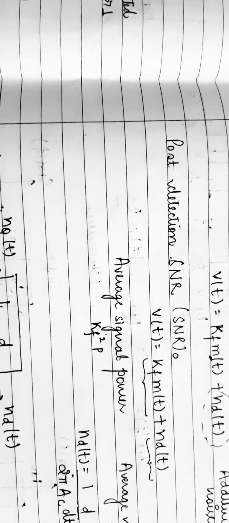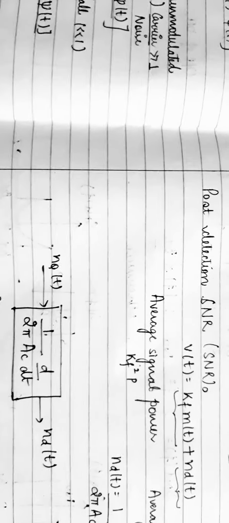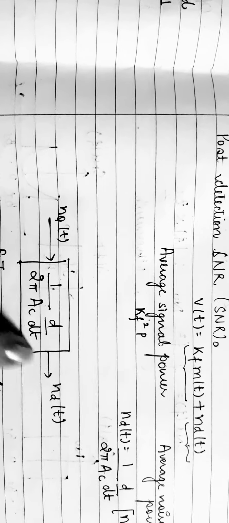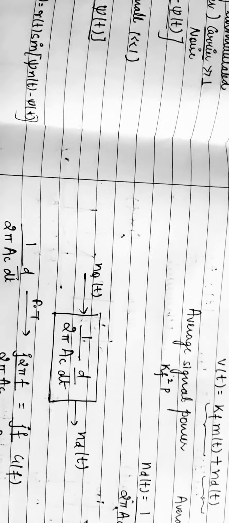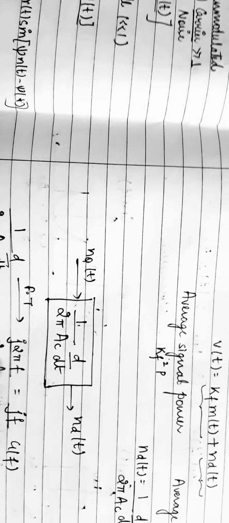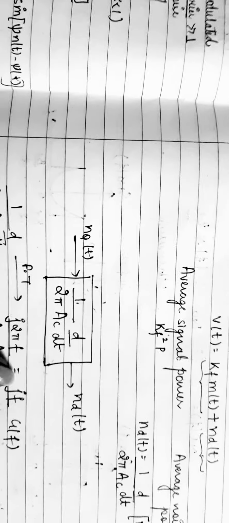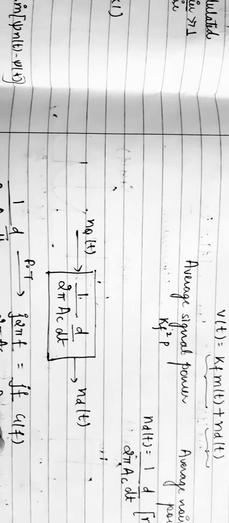Now coming on to the figure, if we pass it through this baseband LPF, here we can see we have used the frequency domain. So we represented it in the form of the frequency domain. So this is your input, that is n_q(t). It is passed through a system 1 upon 2 pi Ac d by dt, and we get the output n_d(t). When we do the Fourier transform of 1 upon 2 pi Ac d by dt, then we get j 2 pi f upon 2 pi Ac. Here 2 pi gets cancelled, and we get the output, that is jf upon Ac, into capital G of f.